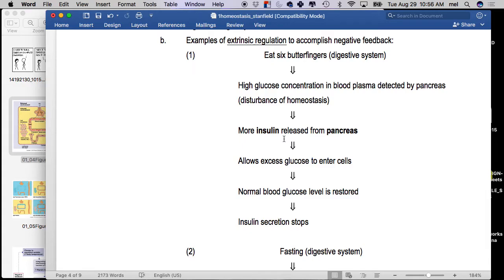How many of those Butterfingers do you eat? You eat 6 of them, because that's the safest place to keep the damn thing, isn't it? Right? And so it is going to severely disturb the homeostasis of your glucose levels. He's not diabetic, don't worry.